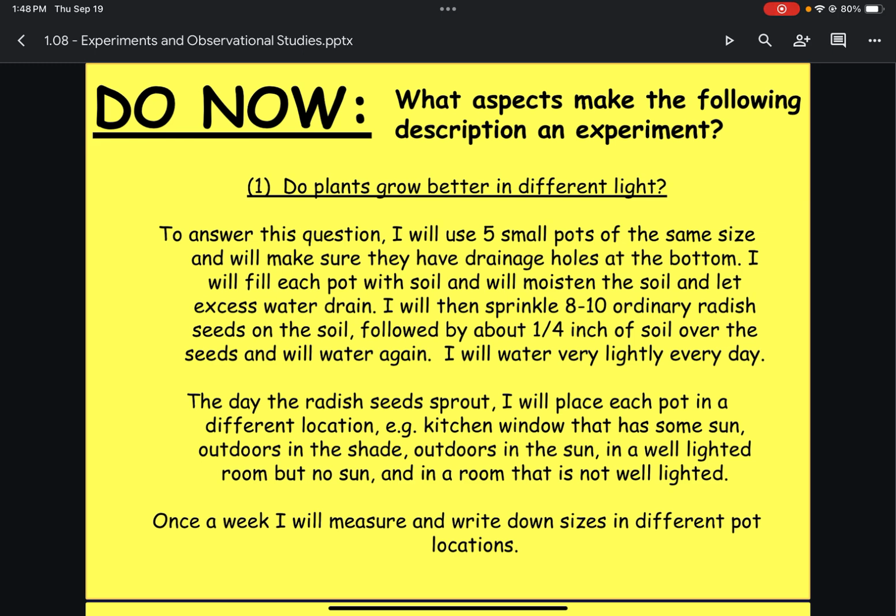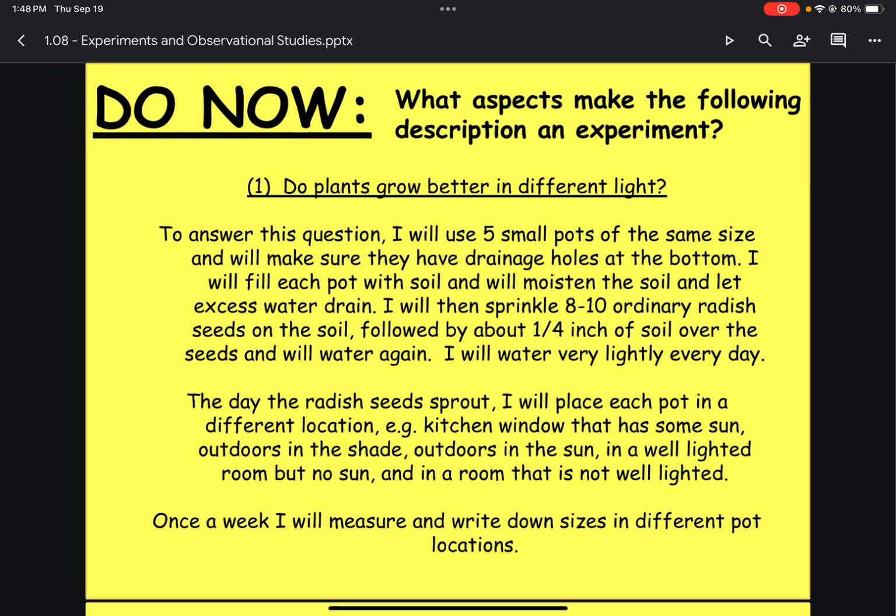To answer this question, I will use 5 small pots of the same size. I will make sure they have drainage holes at the bottom. I will fill each pot with soil and will moisten the soil and let the excess water drain. I will then sprinkle 8 to 10 ordinary radish seeds on the soil, followed by about 1/4 inch of soil over the seeds, and then I will water it again. I will water very lightly every day.